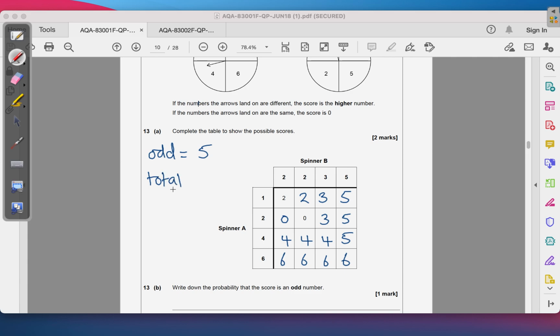Okay, and the probability that it's odd is the chance that we get an odd number out of the possible number of outcomes, okay, which is going to be 16 because we've got 4 by 4, okay, so 16. So the probability is going to be 5 out of 16, okay. Right, next one.